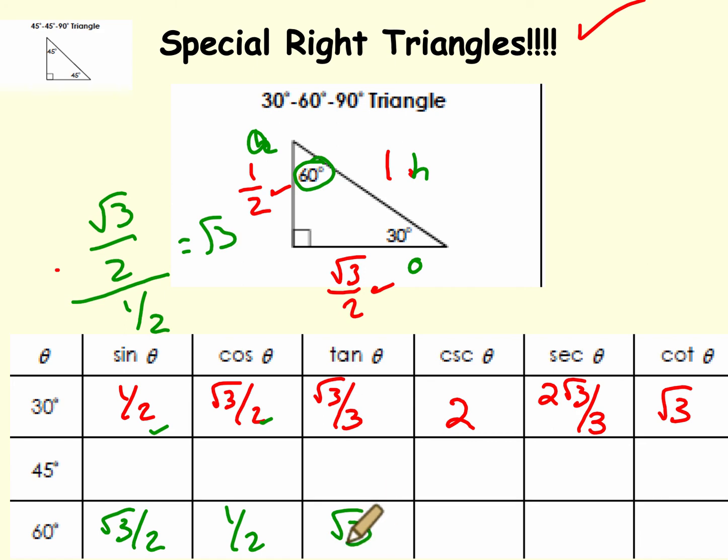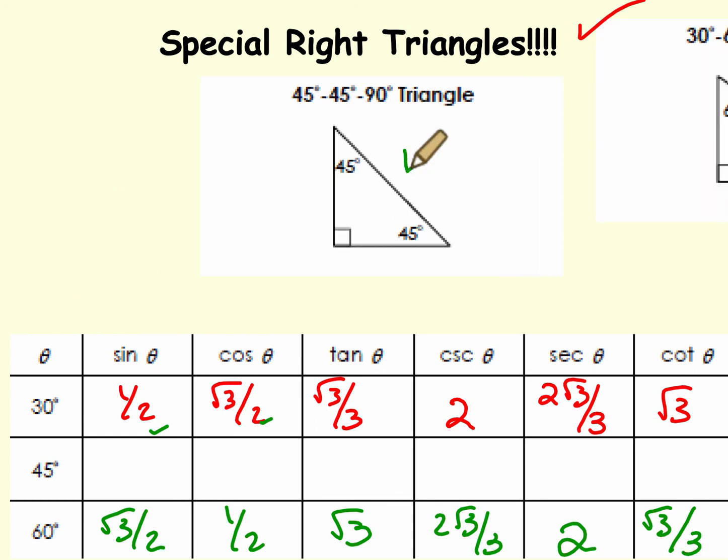Okay, now we're ready to go ahead and do our cosecant, secant, and cotangent. And again, cosecant and secant just basically switch. 2 square root of 3 over 3, 2, and tangent and cotangent basically are switched because they're reciprocals of each other. Square root of 3 over 3.